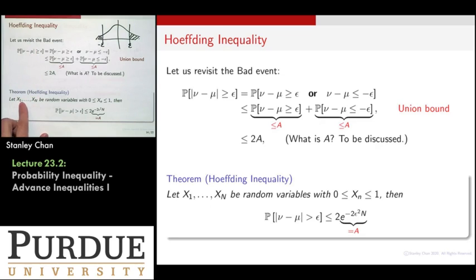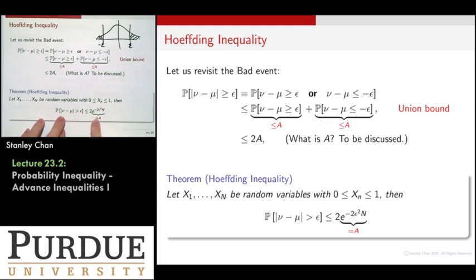The main result that we are going to derive is called the Hoeffding inequality. The result is given by this: the probability that nu minus mu is bigger than epsilon is upper bounded by 2 times e to the power minus 2 epsilon squared n. This is a little bit complicated. I need to explain the intuition here before we move on to the derivation.